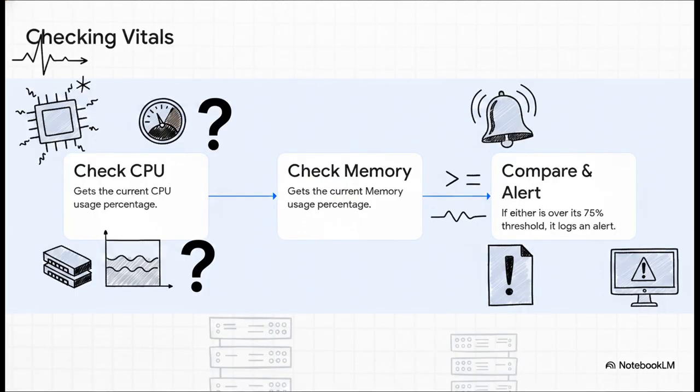And the logic here is just beautifully straightforward. Get a number for the CPU, get another number for the memory. Compare each of those numbers to our 75% rule. If either one is too high, it logs an alert. There's no complex algorithm, just a direct, simple check of the server's vitals.